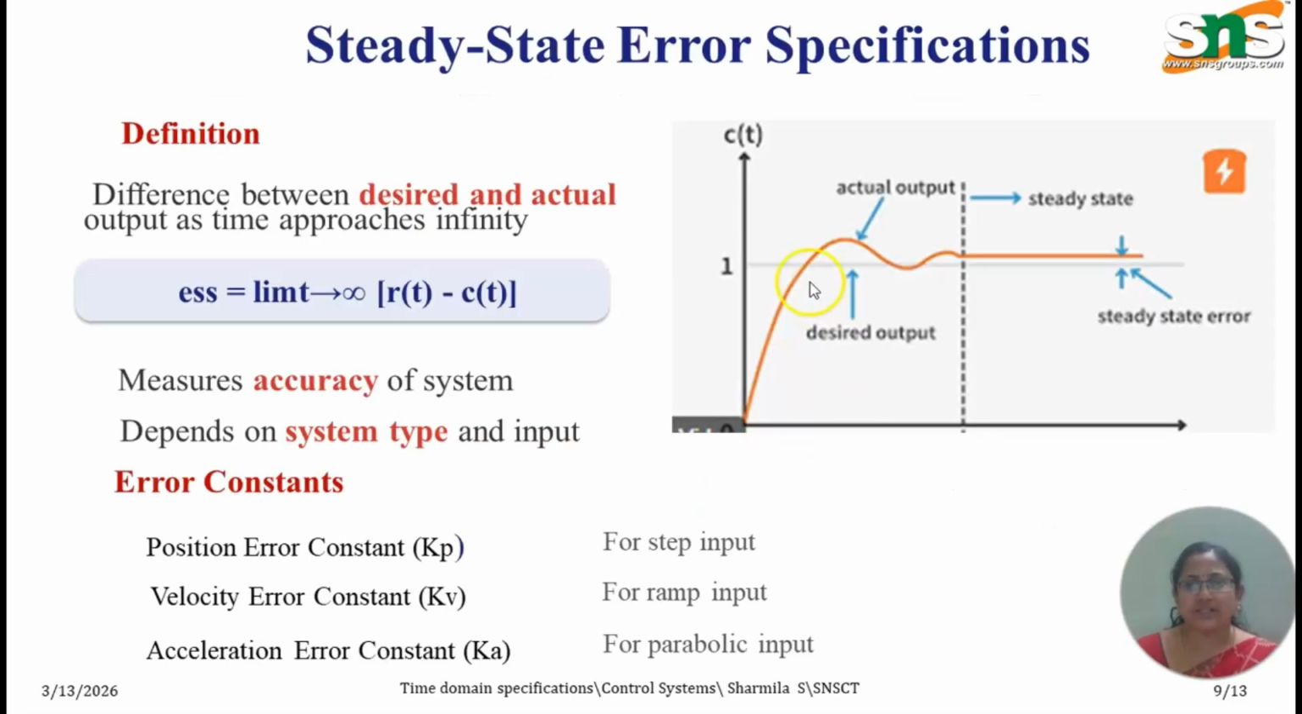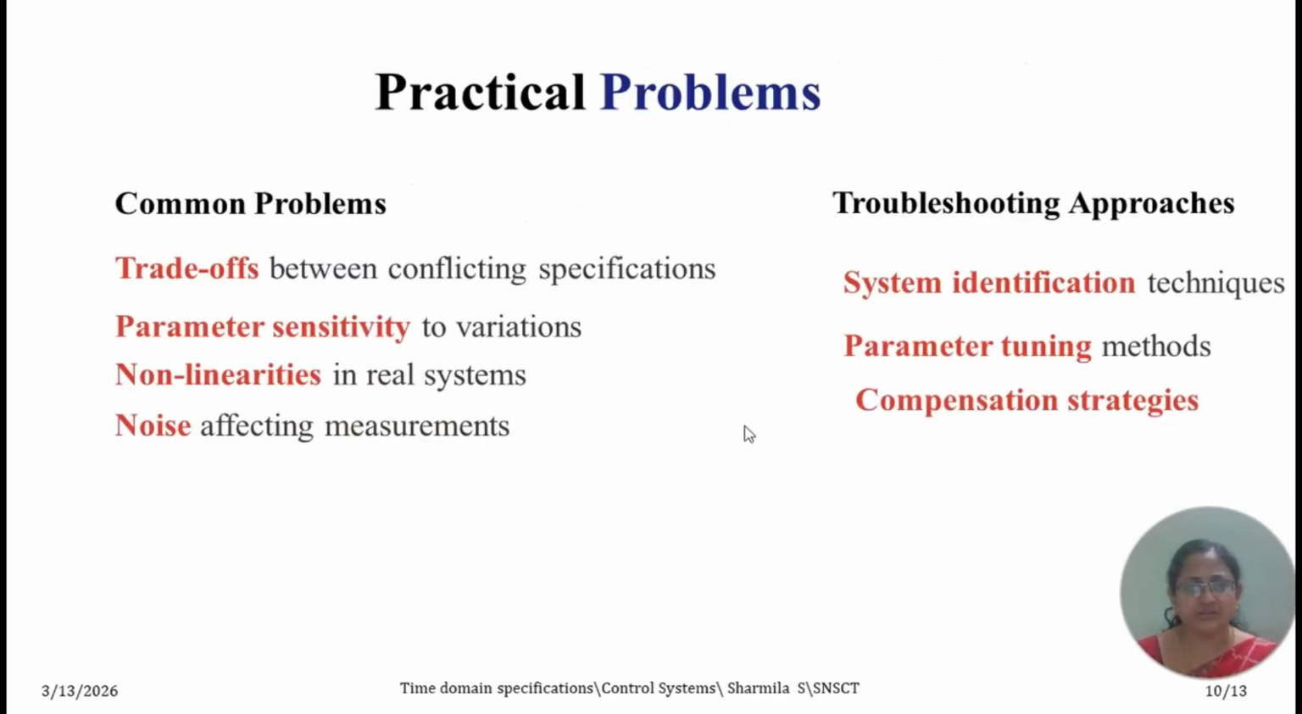And next are the steady state error specifications. The steady state error is the difference between the desired output and the actual output as time approaches infinity. It measures the accuracy of the system. We use error constants, that is, Kp for step input, Kv for ramp input, and Ka for parabolic input, and it measures the accuracy of the particular system.